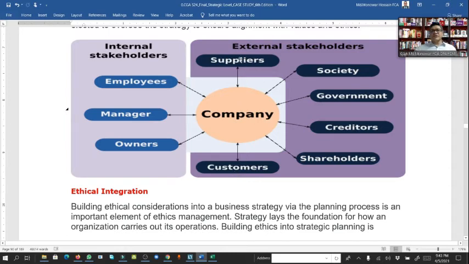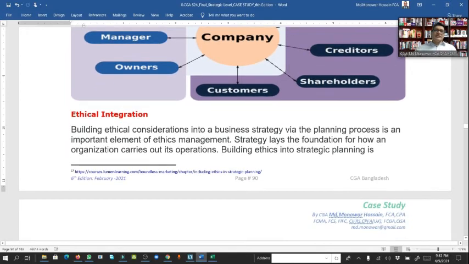From the supplier, we take the material and produce the product, good or service, and that product we sell to our customer. So within the line, they are the external stakeholders, and these are the internal stakeholders. Within the internal and external stakeholders, we have to integrate within the organization based on our vision, mission, strategy and value chain. So we need ethical integration.